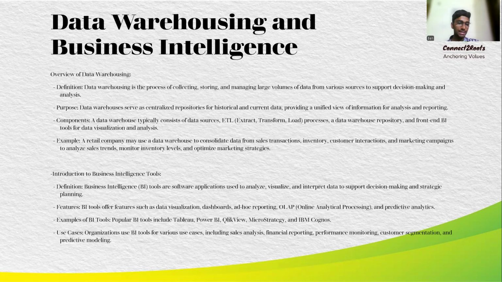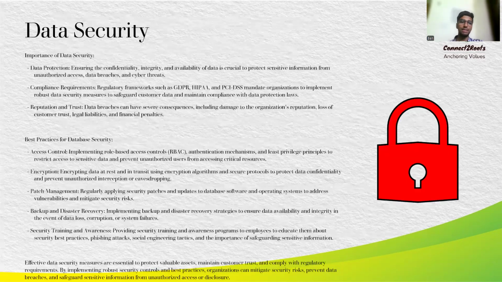So now coming to business intelligence. What is business intelligence, or BI? They are tools or software applications used to analyze, visualize, and interpret data to support decision making and strategy planning. What are the features that BI tools offer? It helps in data visualization. It helps you to build dashboards. It helps you to have ad hoc reporting, OLAP, and predictive analysis. Examples like Power BI, Tableau, etc. are a few tools or software for business intelligence.